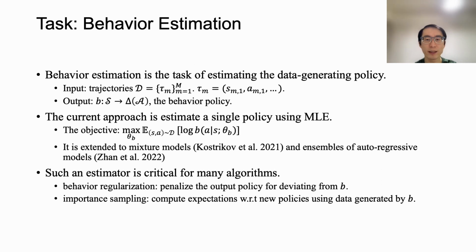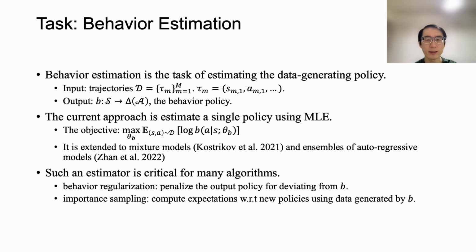Behavior estimation is a task of estimating the data generating policy. The current approach is to estimate a single policy using maximum likelihood estimation. So suppose you have a policy parameterized with neural networks, theta b. The current approach is to learn this network by maximizing the likelihood of actions given states. Recently, there are extensions to this approach, usually by using more complex parameterization for the behavior policy.